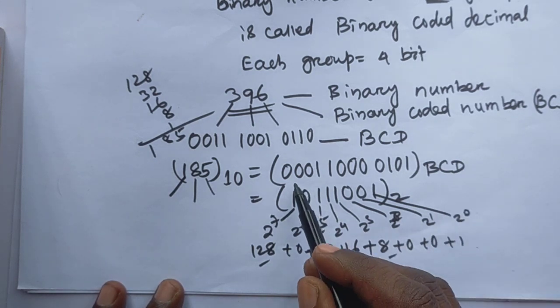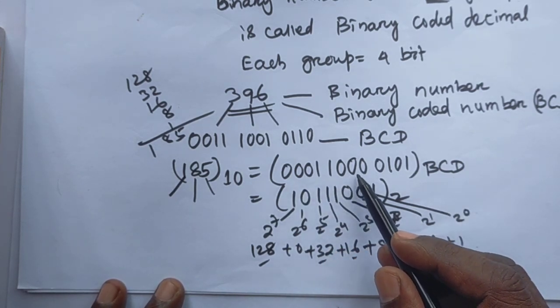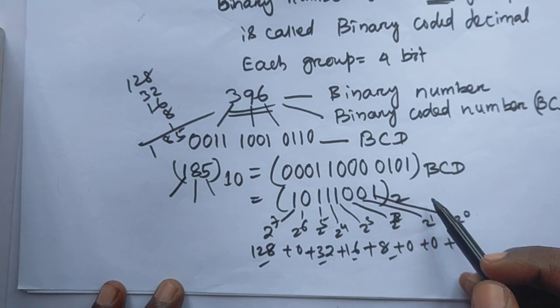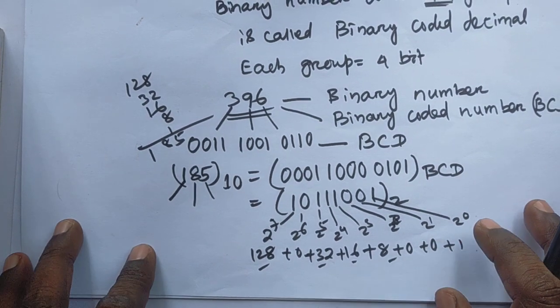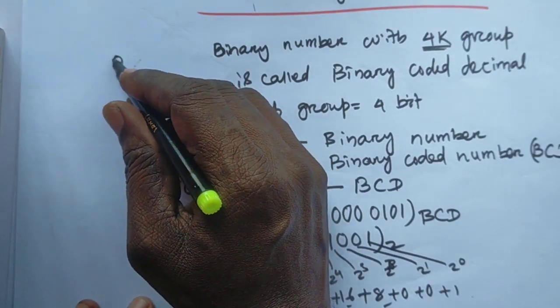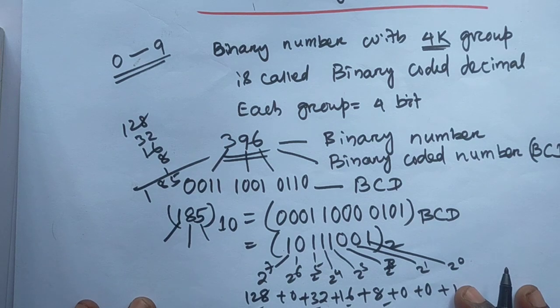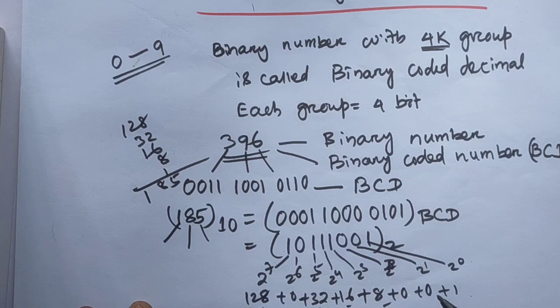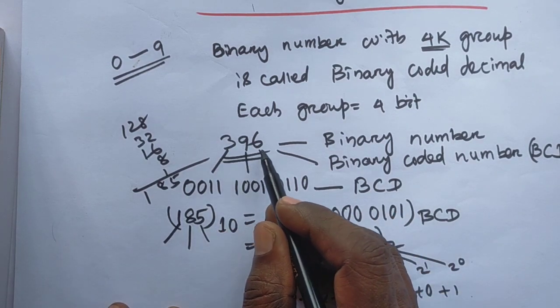And here the BCD number is also like this: 0001 1000 0101. Here is a question: whenever we convert binary coded decimal, there is a very simple way to define it. How? You see, just find out what the digits are. The normal decimal digits you know are 0 to 9. Those digits we will consider, not others. Whenever we create the binary form of those digits, then the whole number we can consider as a BCD. That means, very simply, here we consider 396.